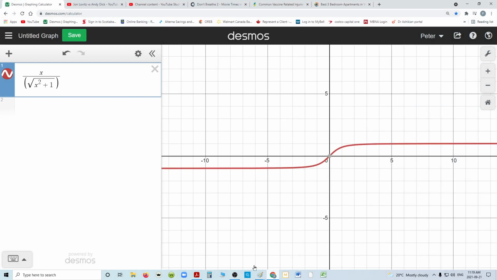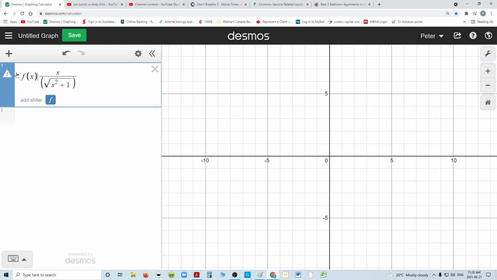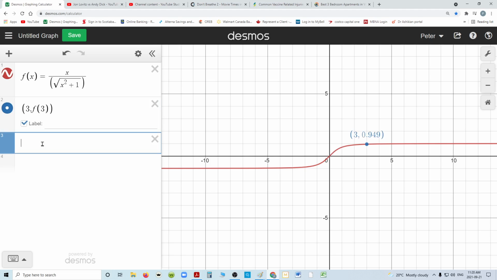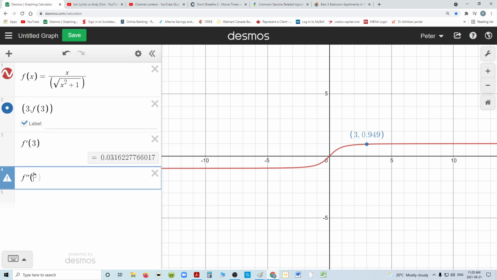So let's go to this. Here's the graph. I've done it for you. I'm going to take f of x. There it is as expected. I'm going to put down the spot 3 comma f of 3. I'm going to show you the derivative at 3 is indeed what we got. And I'm going to show you the second derivative at 3 is indeed a negative number.